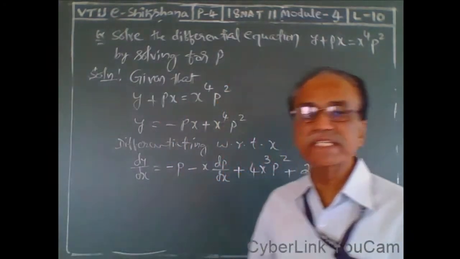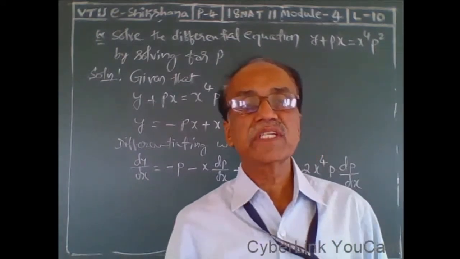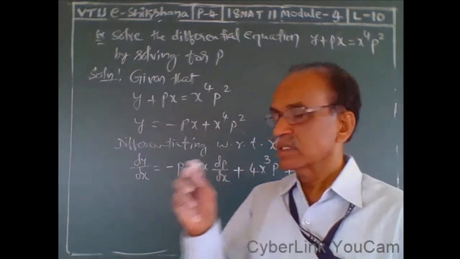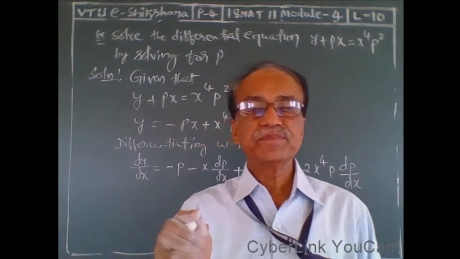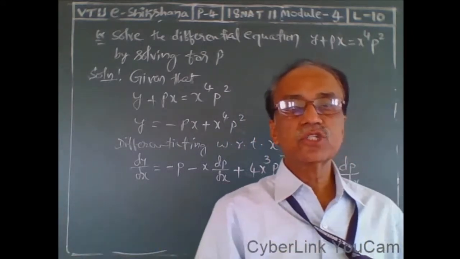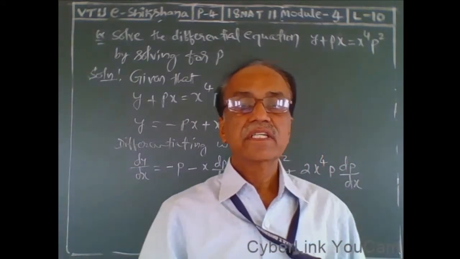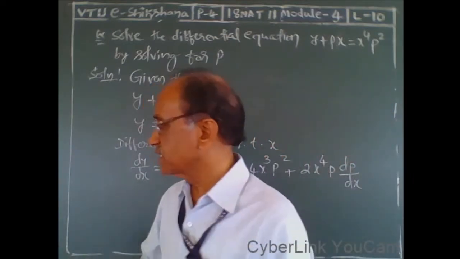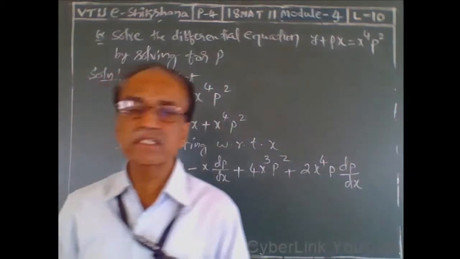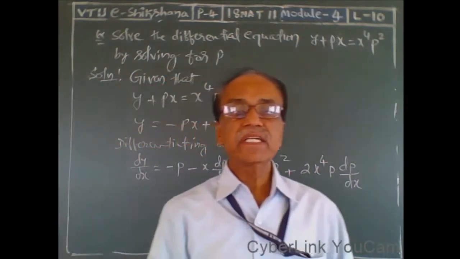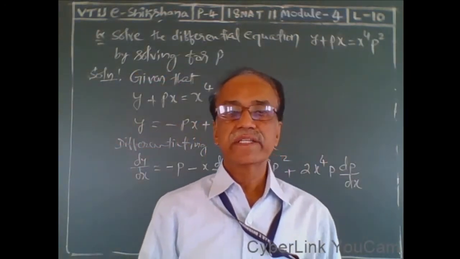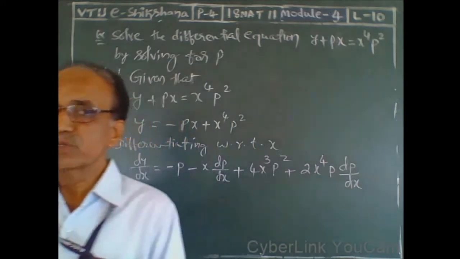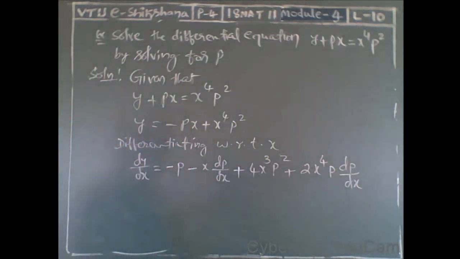Otherwise, you can also write, as in one of the previous problems I had written, that it is quadratic in p, so that you can get two values of p and then each value of p can be taken for solution. So in that case, you need to write the values of p separately in terms of dy by dx, and then you have to solve for y and x separately.